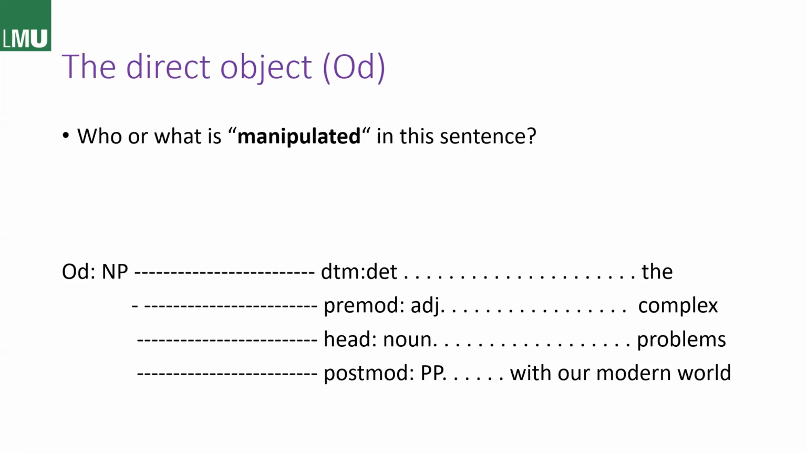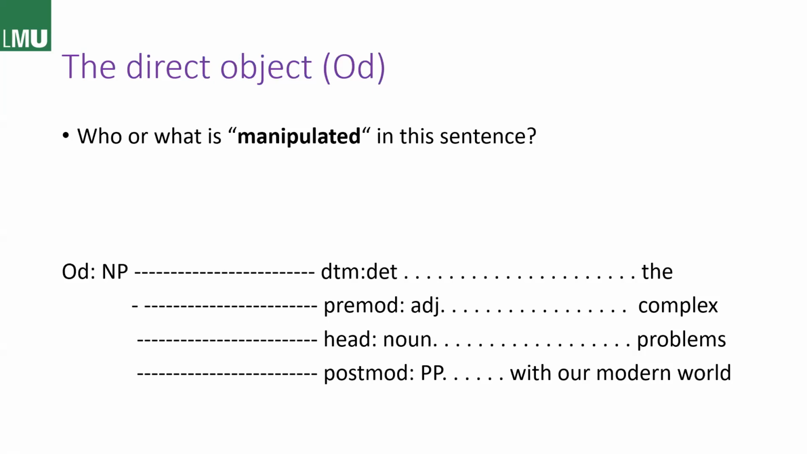The direct object is who or what is manipulated in this sentence. It's already a little harder to put in words than the subject or the verb. And basically, there is one important rule of thumb. If you only have one object in your sentence, it always has to be a direct object. We get to the indirect object later, and the indirect object can never, ever, ever, ever stand alone. So we've got the direct object here.